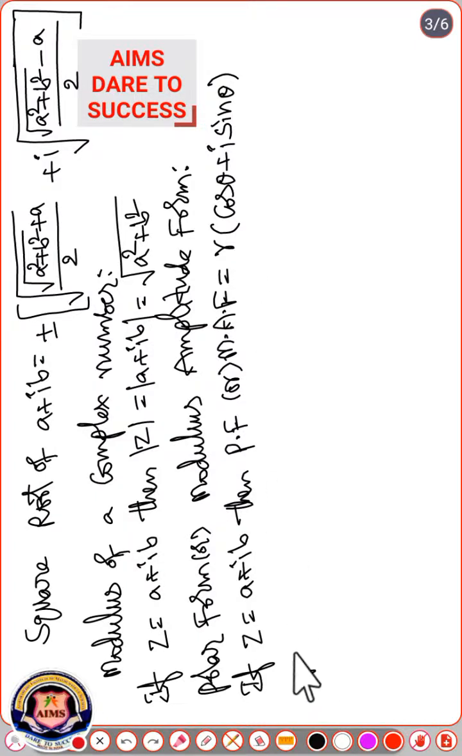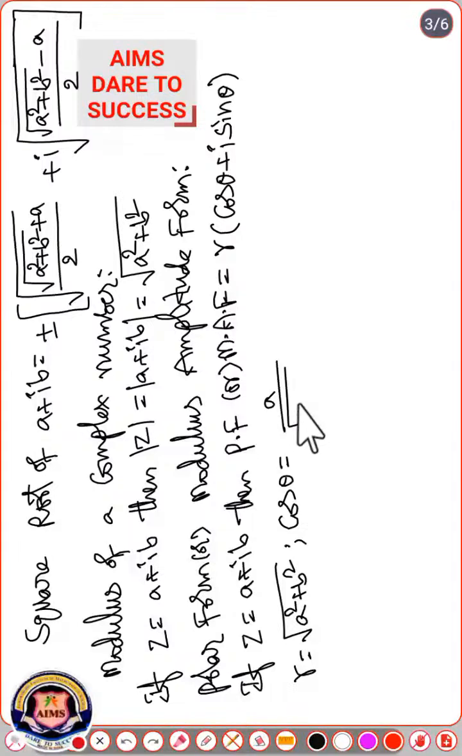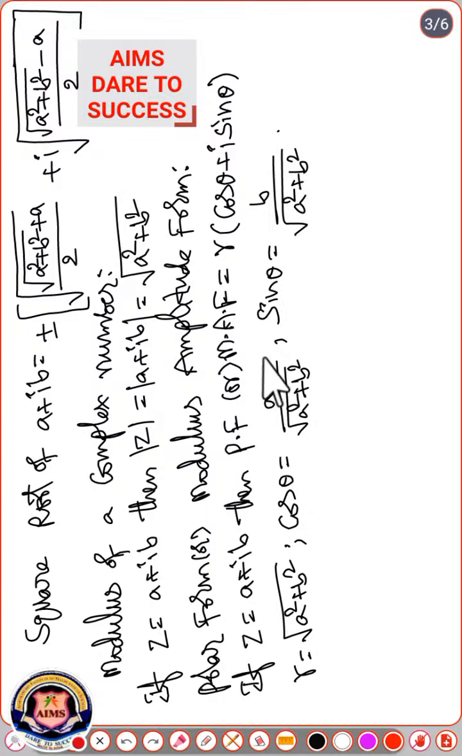Here, what is the r value? Root over a square plus b square, that is the modulus of the given complex number. Next, cos theta is equal to a divided by root a square plus b square. Next, sin theta is equal to b by root over a square plus b square. By using this concept you can continue.